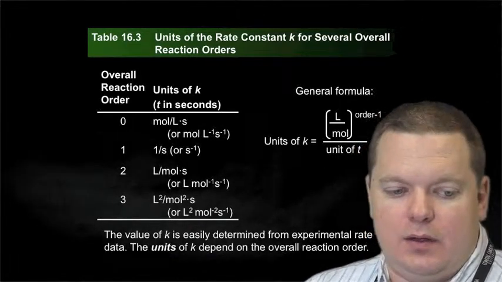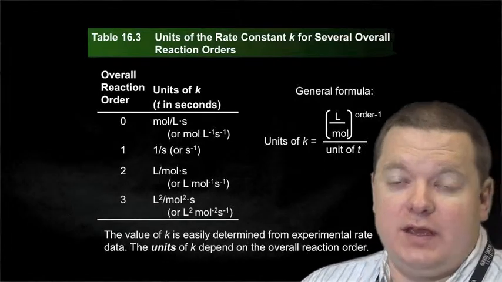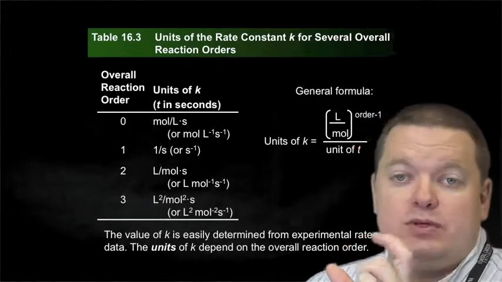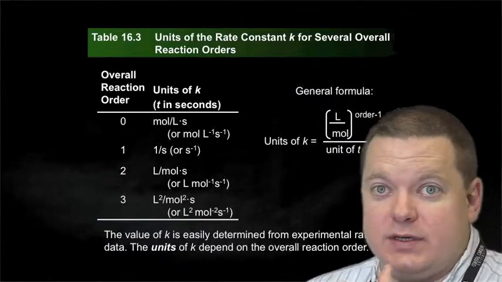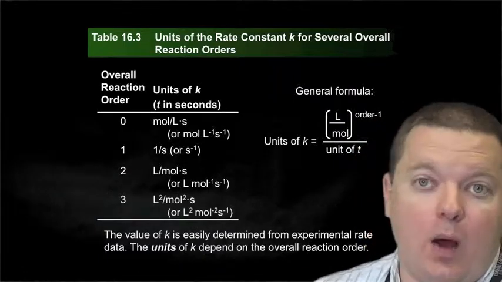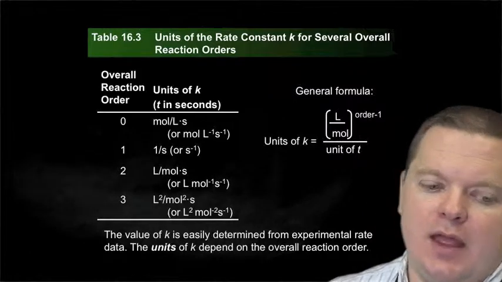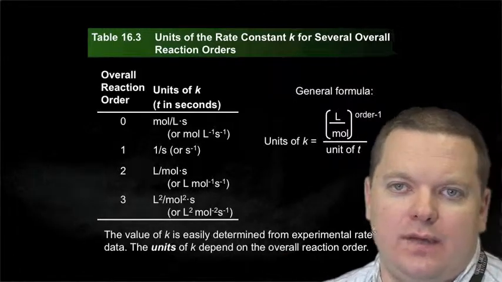So once we have this proposed rate law, the k's are actually pretty easy to solve. We just take one of those examples, plug in the numbers, out will pop our value of k, and the units are just dependent on the overall reaction order.